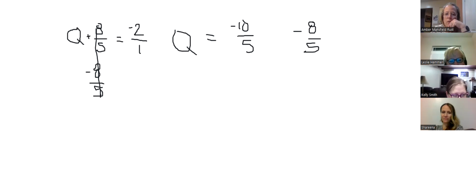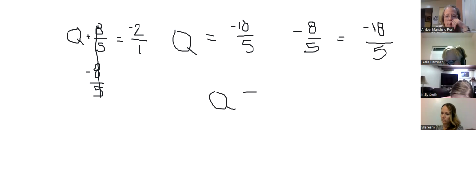Now we can solve it because the bottoms are the same. So negative 10/5 plus negative 8/5 is 2/5? Nope, because we have 2 negatives. Two negatives, so it's 18. Negatives is a positive, so it's 18. So then we have Q equals negative 18/5, and now I'm questioning my math.